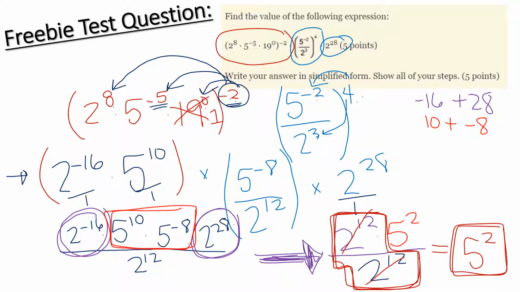So on the test question, it asks you to write your answer in simplified form, which is 5 to the 2nd. It's also just 25, so you could just put 25 because 5 times 5 is 25. And that would be your answer.